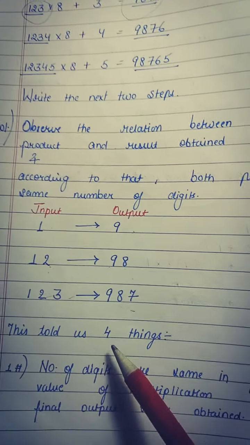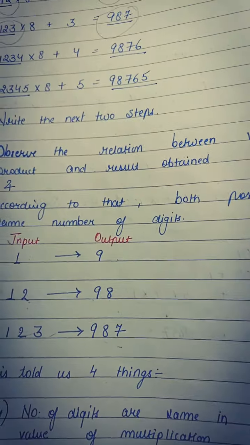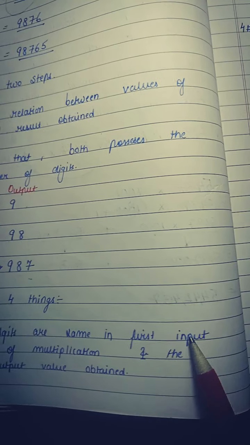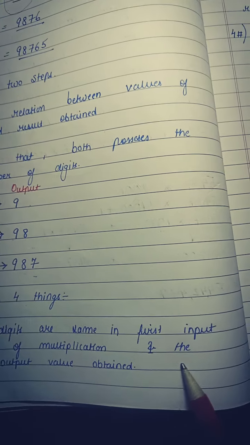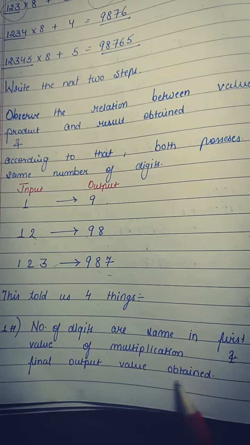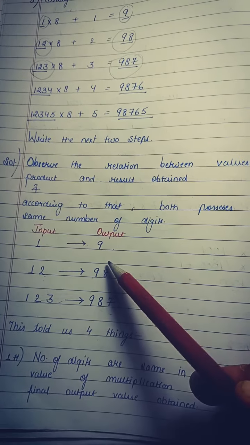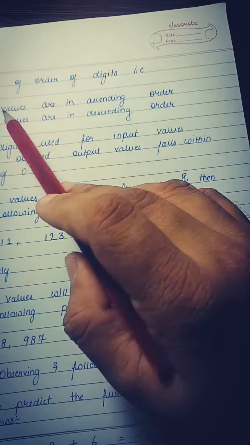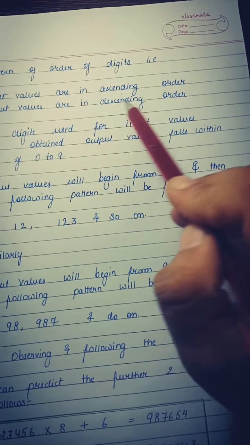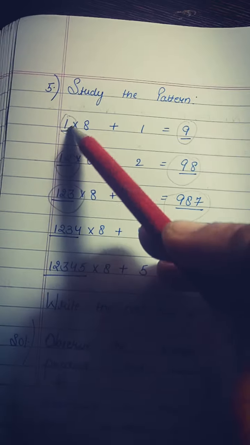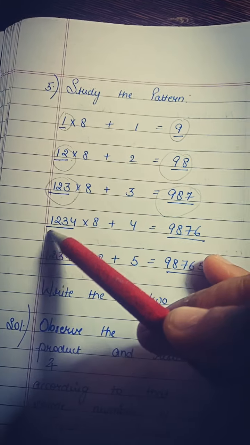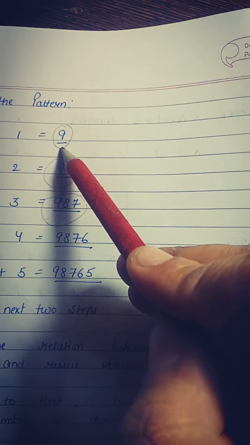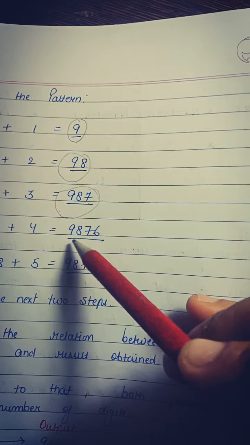By following this pattern, we find there are 4 things, 4 patterns being followed. Number 1: the number of digits is the same in the first input value of the multiplication and the final output value obtained. Second, the order of digits: the input values are in ascending order and the output values are in descending order. See, the input values are given like this, 1, 1 2, 1 2 3, 1 2 3 4, in ascending order, and the output digits are given like this in descending order: 9, 9 8, 9 8 7, 9 8 7 6.